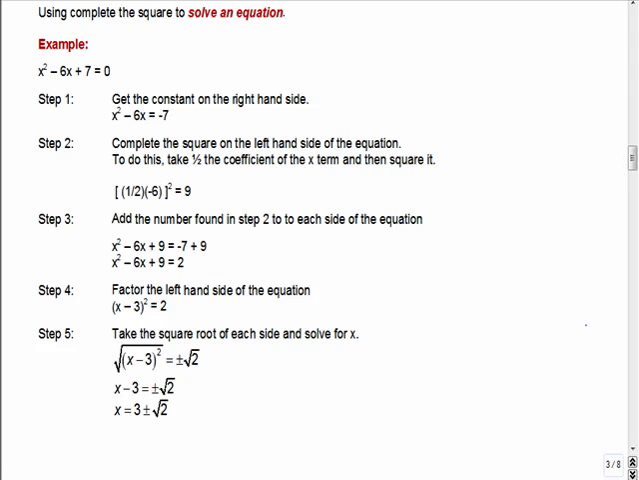And then what you need to remember is there are two square roots, both a plus and a minus square root. So we actually will have x minus 3 equals plus or minus square root 2. And then to solve for x, I'd end up with x equals 3 plus or minus the square root of 2. This really gives us the two answers. X is 3 plus the square root of 2. X equals 3 minus the square root of 2, which is the same answer we would have obtained if we used the quadratic formula.